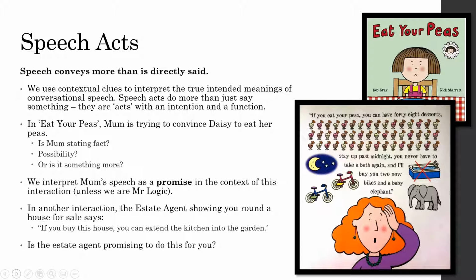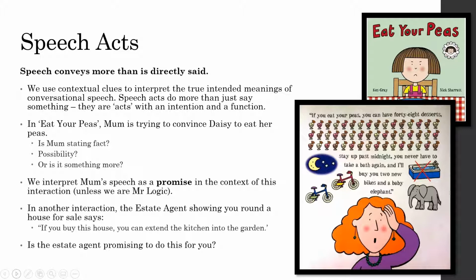I'm interested particularly in the part of the sentence that says, if you eat your peas, you can have 48 desserts. I think I know what Mum is saying to Daisy, and I think Daisy would know what Mum is saying. But if you look at what Mum actually says, it could be that Mum is simply stating a fact. If you eat your peas, you can have 48 desserts. Is Mum just saying that this is possible, or is Mum doing something more than that?